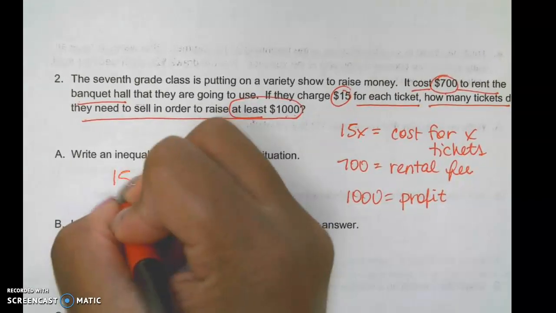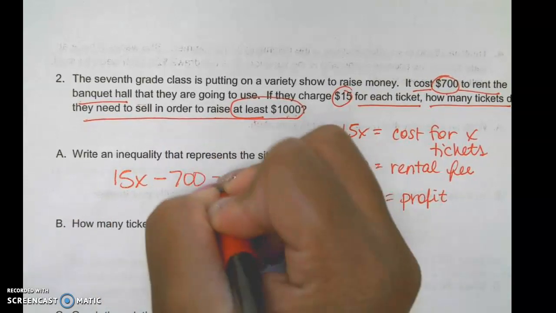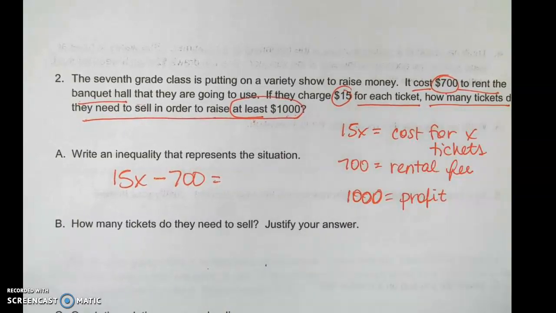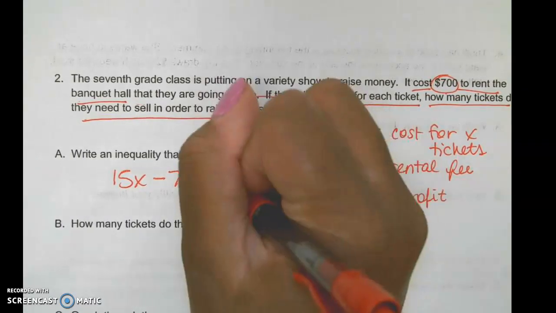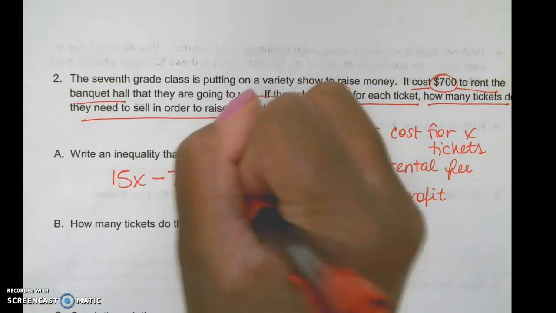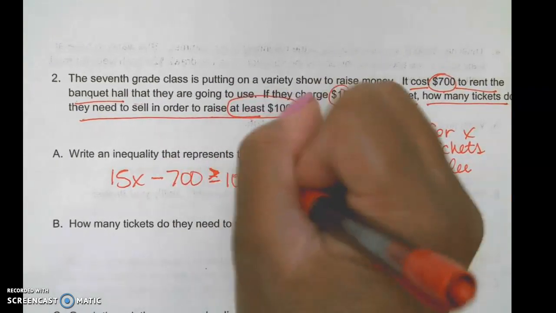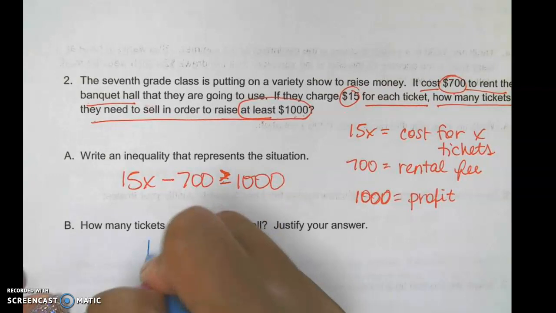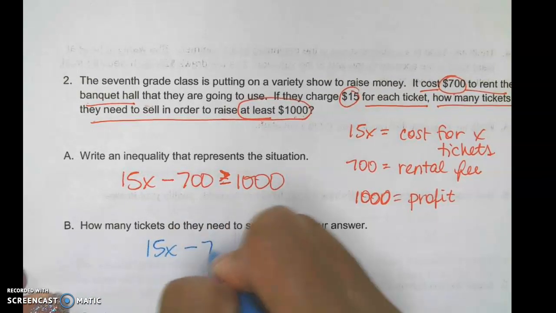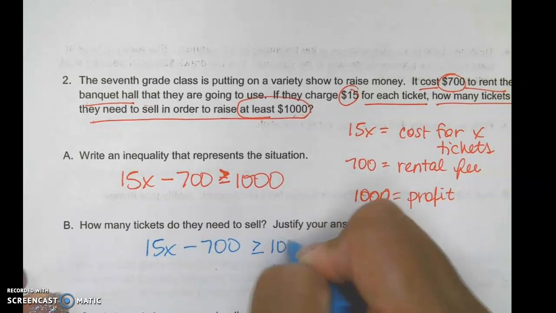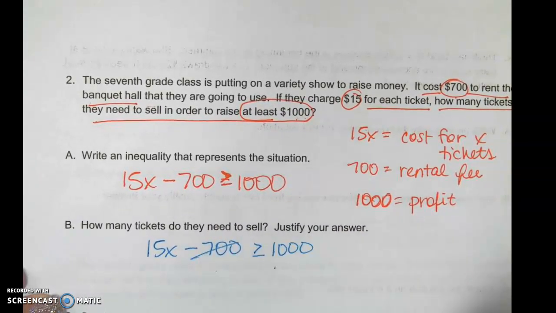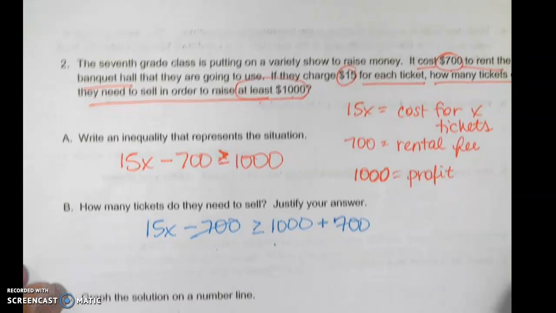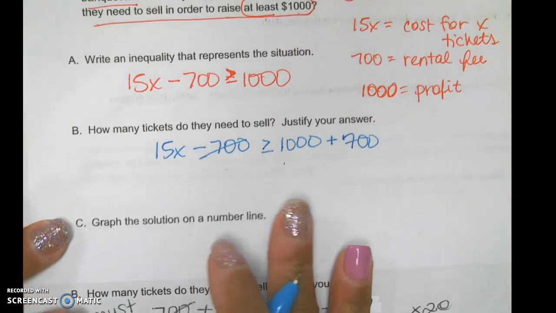So I have 15x minus 700 because I've already paid it from that 1,000, but I want to get more. I want to get more than 1,000 back. Is greater than or equal to 1,000. I don't know why I keep putting an equal sign there. My bad, guys. Now I gotta solve. 15x minus 700 greater than or equal to 1,000. Get rid of the 700 from both sides by adding the opposite. So plus 700 on the left, plus 700 on the right.